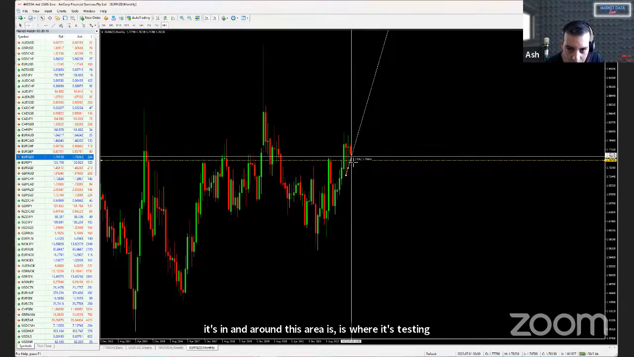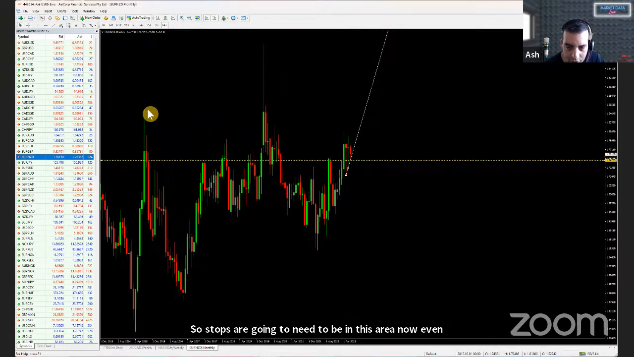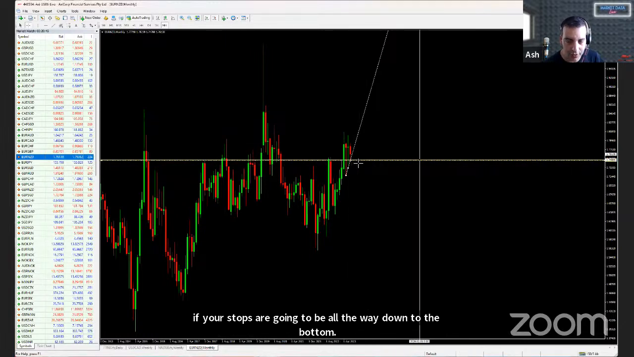So stops are going to need to be in this area. Now, even if your stops are going all the way down to the bottom there, it's going to be around about 4/8. That's still going to be a 2-to-1 trade.